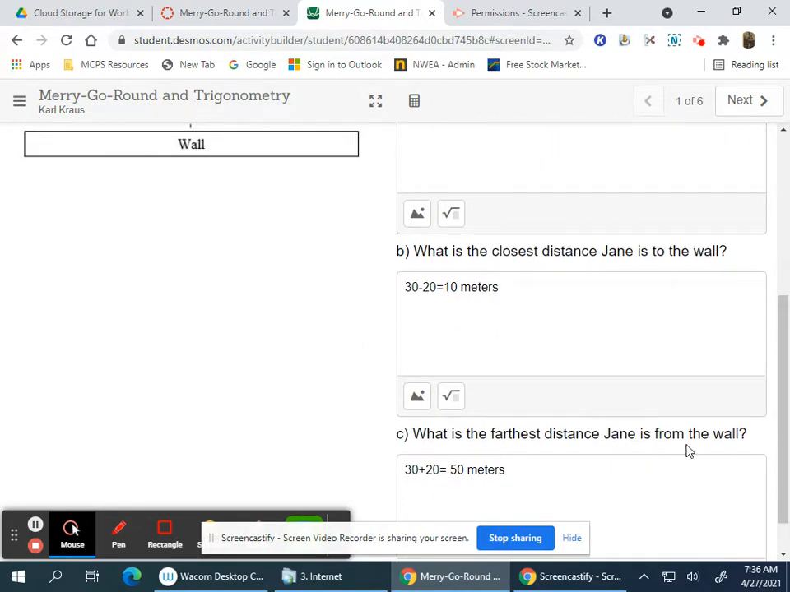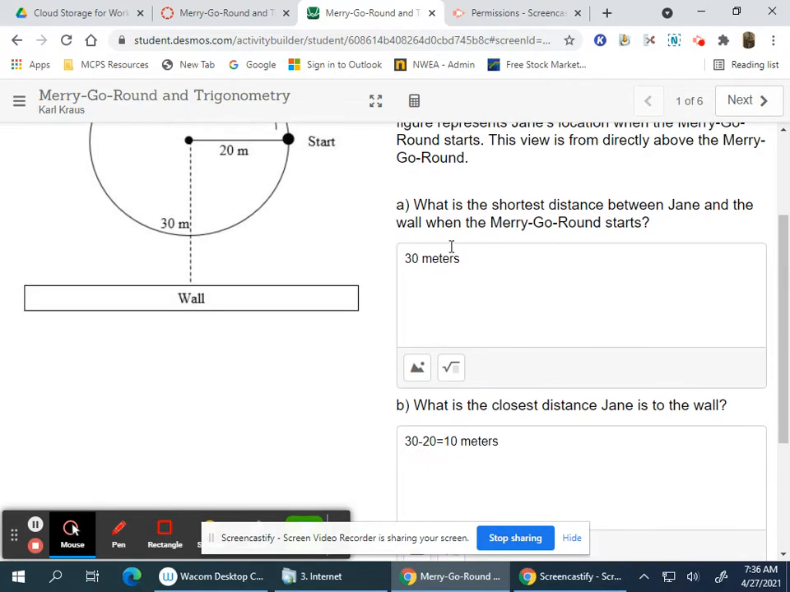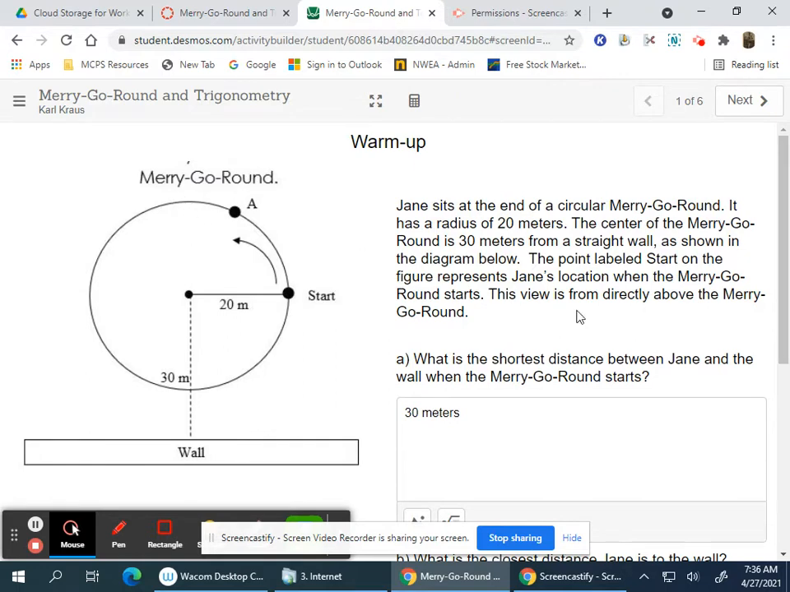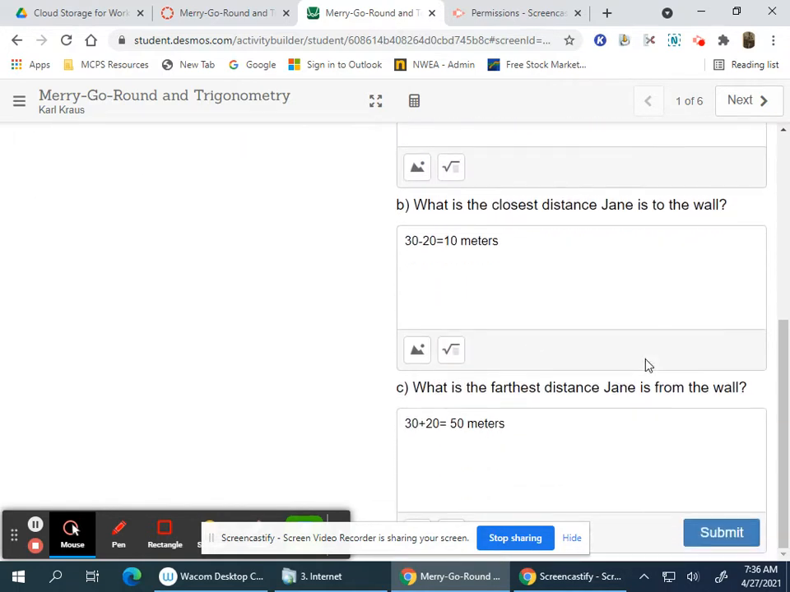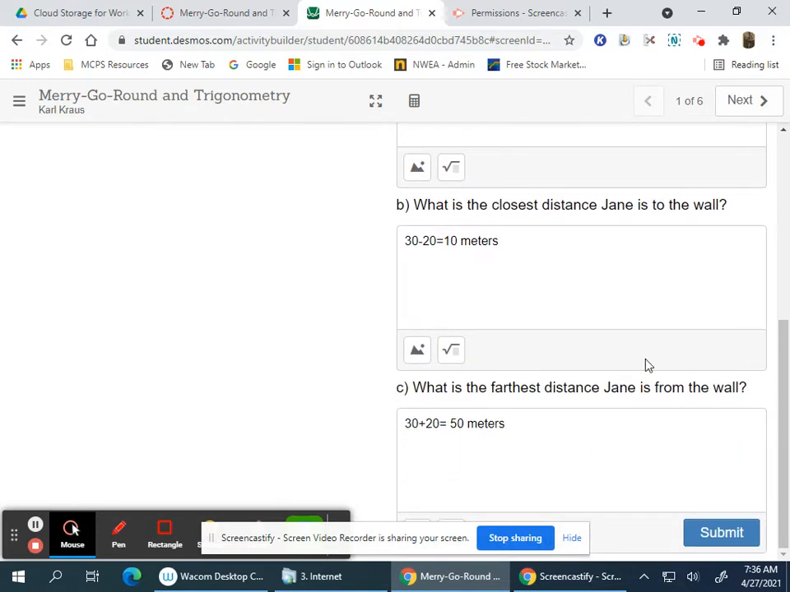And what's the furthest distance Jane is from the wall? It's 30 plus the radius 20, which would be 50 meters up here. So the answer is A is 30 meters, B is 10 meters, C is 50 meters.